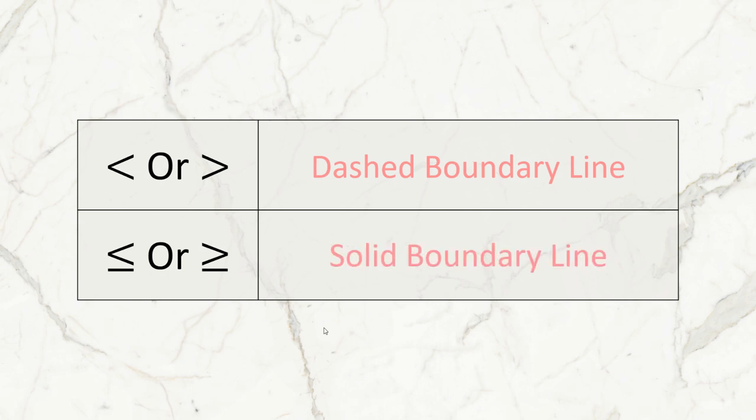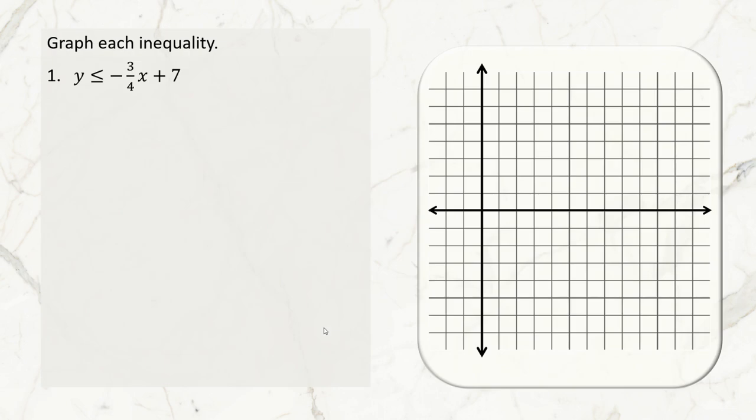The first little table we're going to look at here is less than or greater than. If we have a less than or greater than inequality, then it's a dashed boundary line. If we have less than or equal to or greater than or equal to, it's going to be a solid boundary line. So our first example, we have y is less than or equal to negative 3/4 x plus 7.